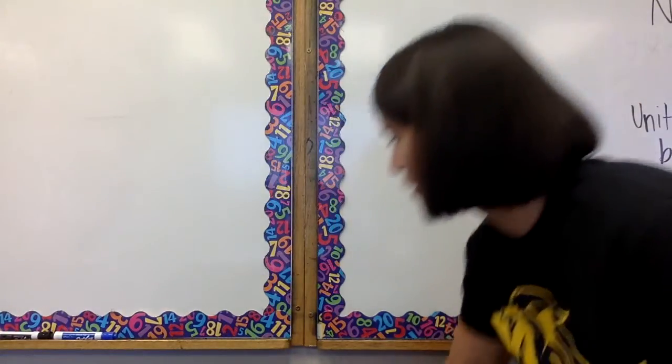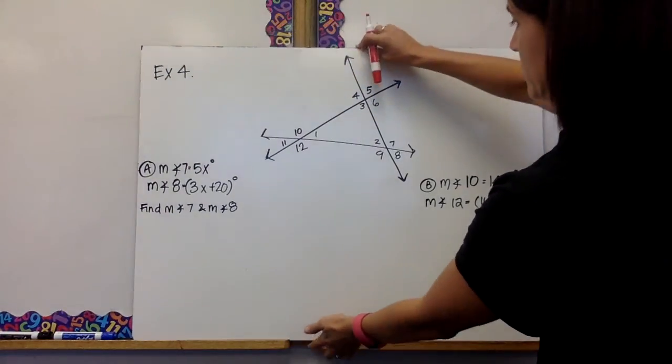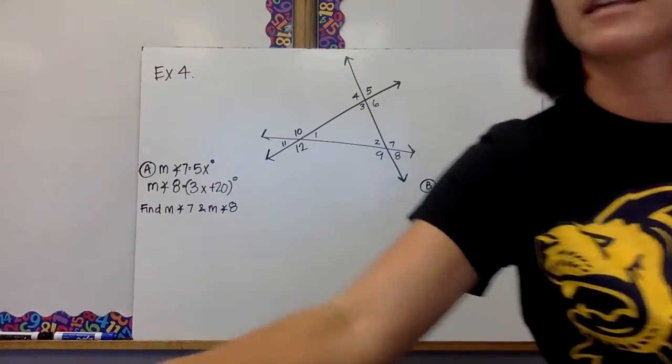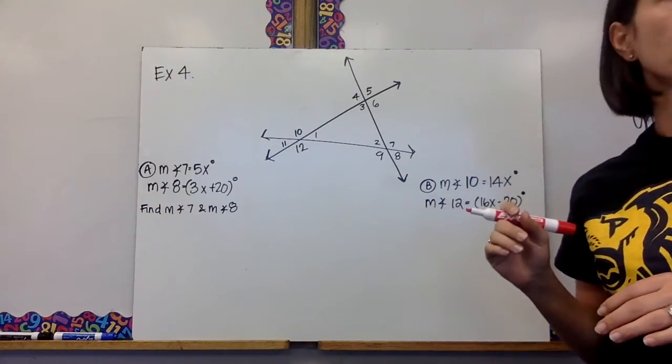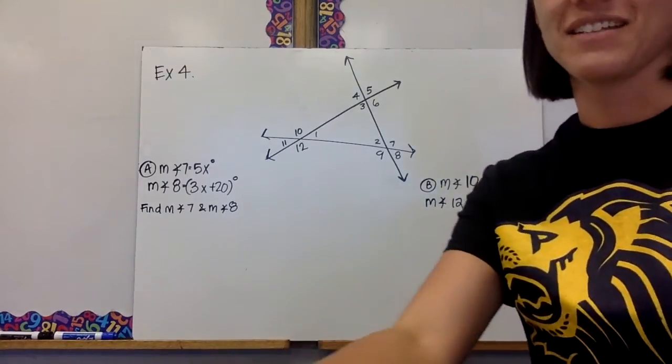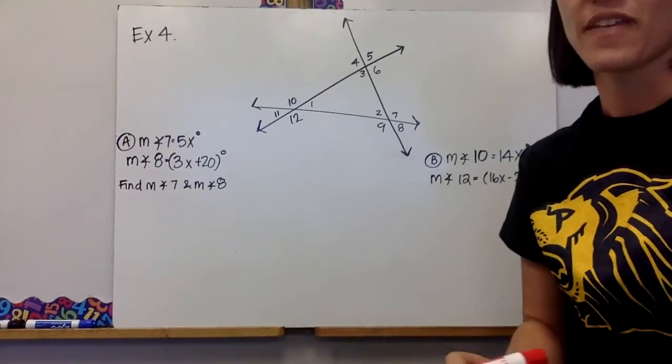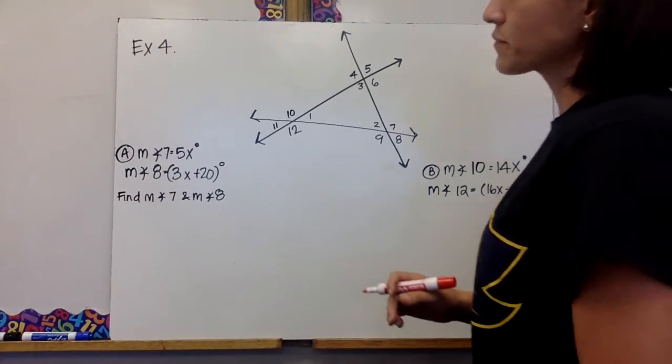All right, last one. Copy this down. Example 4. All right, I'm going to scoot up a little bit. So let's do this first part. A.